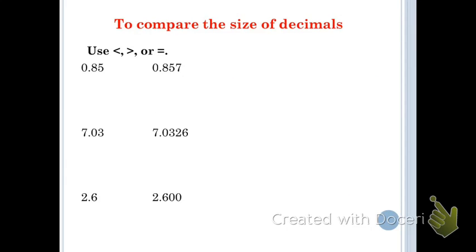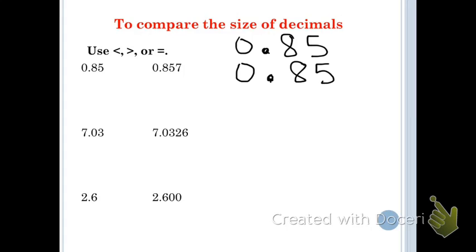Use less than, greater than, or equal to compare the size of decimals. For our first example, we're comparing 85 hundredths with 857 thousandths. We'll place a 0 behind the 5. Now, ignoring the decimal point, since 850 is smaller than 857, we know that 85 hundredths is less than 857 thousandths.